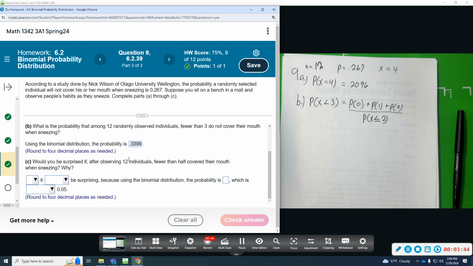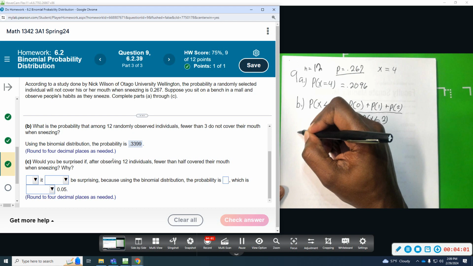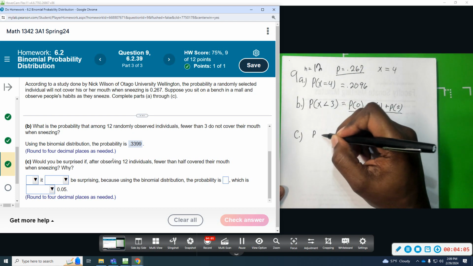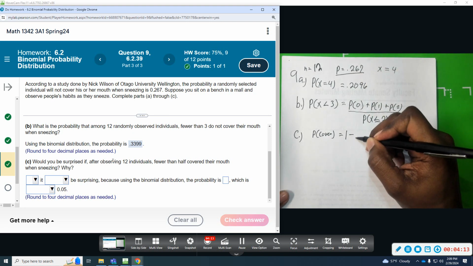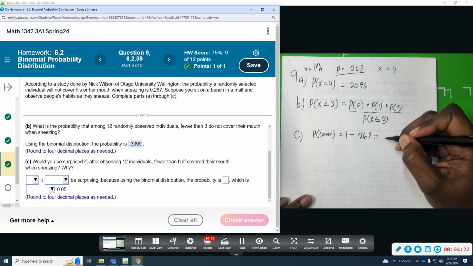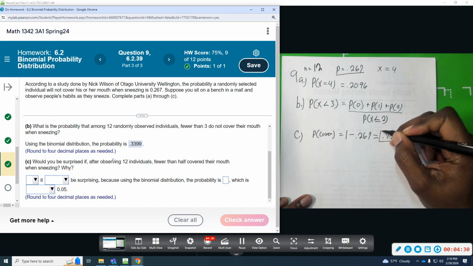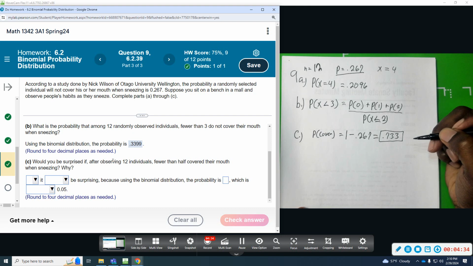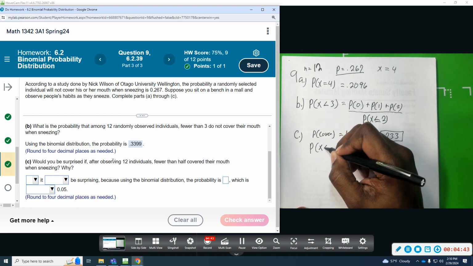All right, part C. Would it be surprising if after observing 12 individuals, fewer than half covered their mouth when sneezing? Okay, so now we're being asked the opposite side. The probability that they do not cover their mouth was 0.267. The probability that they cover their mouth would be 1 minus the probability that they don't, which is 1 minus 0.267. So we're going to use this as our probability now, 0.733. We want the probability that fewer than half, so the probability that X is less than 6.